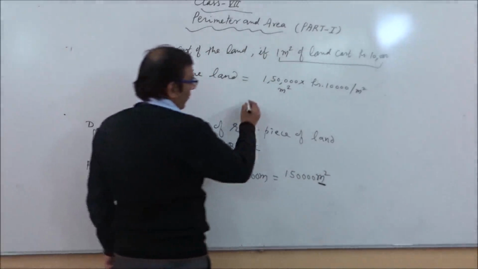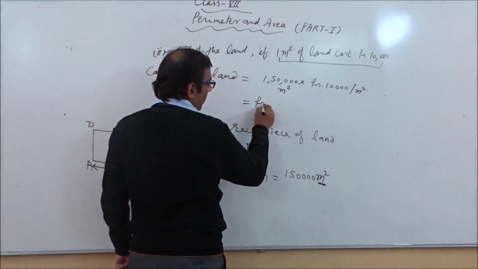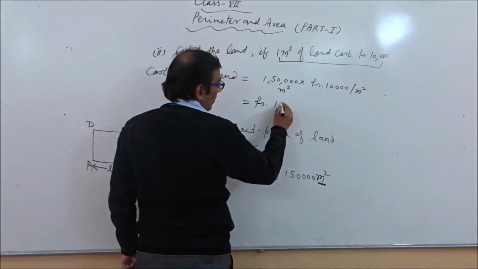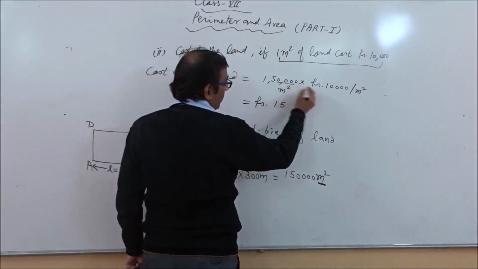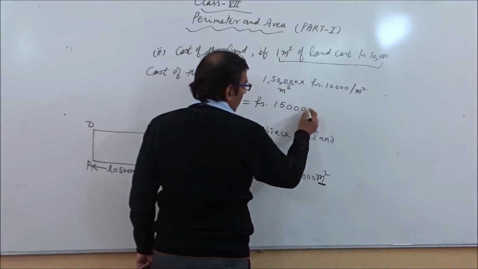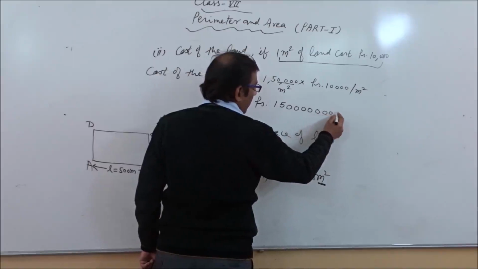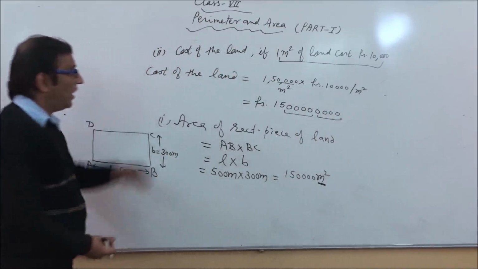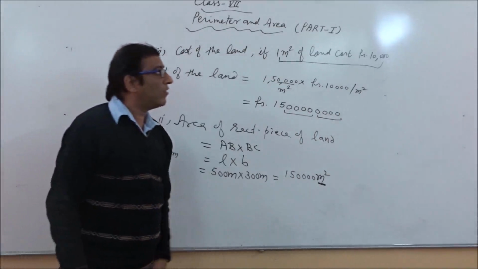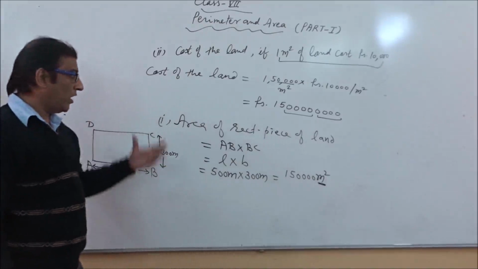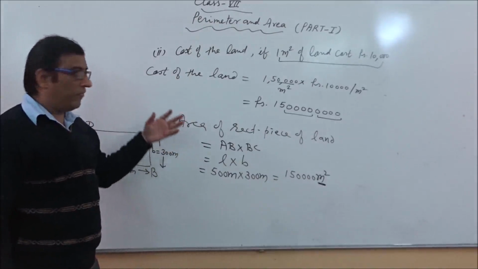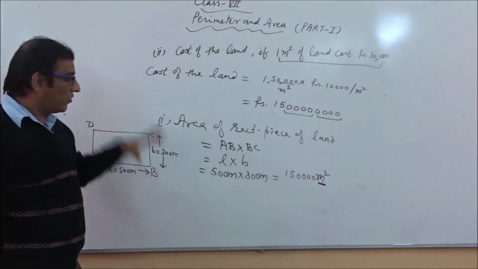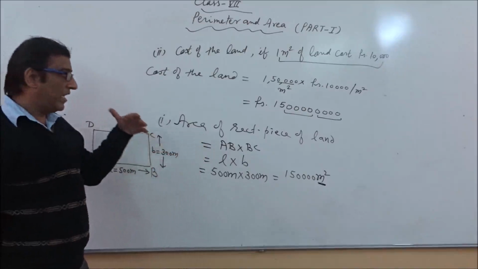So when we solve it, what will we get? Cost is always in rupees, so we will get 1,540 and 40, total 80, we will write here, right? So this is the cost of the land if 1 meter square of the land costs rupees 10,000. If we know the area very well, then with the help of this procedure we will easily identify the cost. So this is the question related to the rectangle.